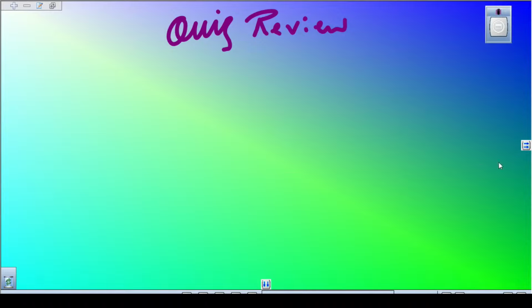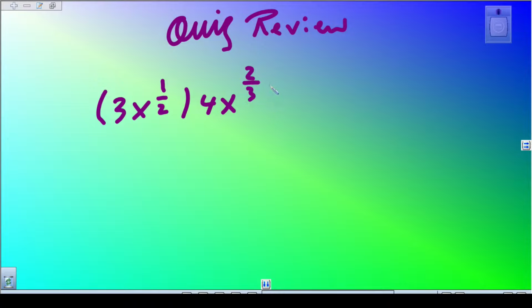The first one I'm going to start with is an example on how to reduce and simplify radicals. And this one is going to be 3x to the 1/2 power times 4x to the 2/3. Okay, we're asked to simplify this one.